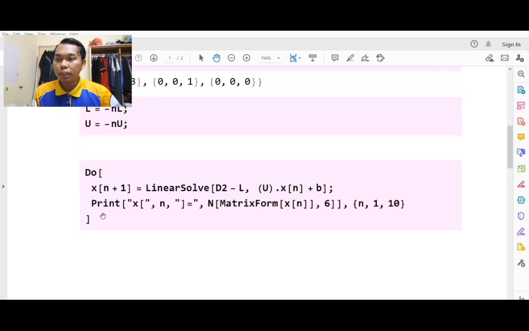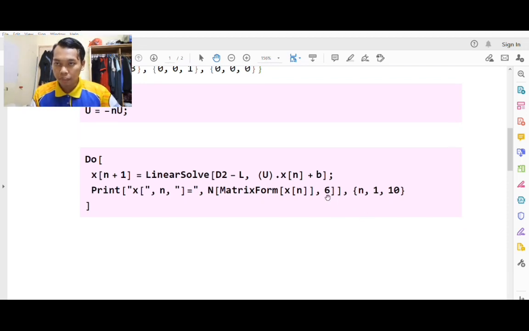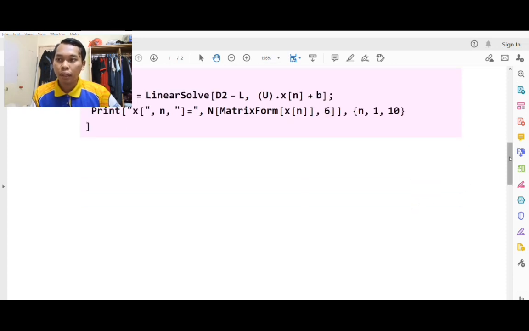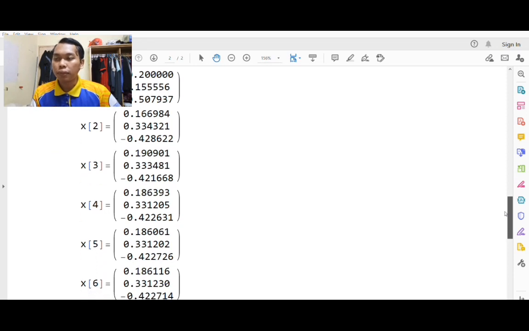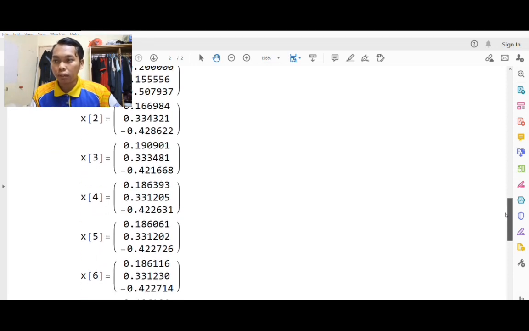So we print it because we want to see the solution, and we want to check whether it has converged or not. So this term n from 1 to 10, because we want to check from n1 until n10. So this is the solution that has been solved.